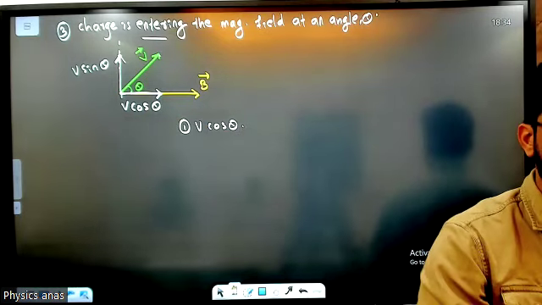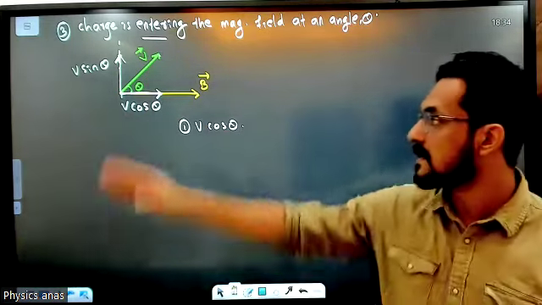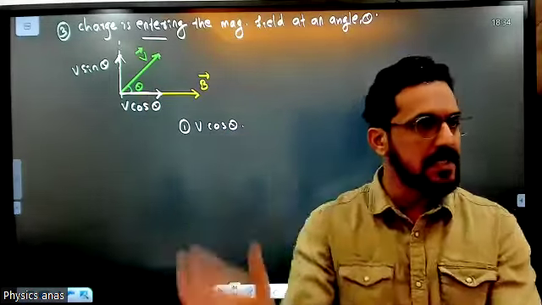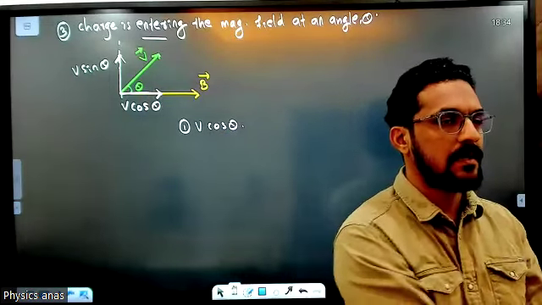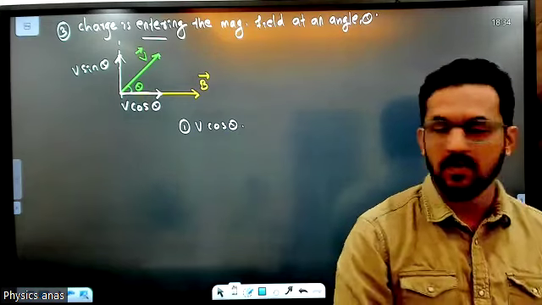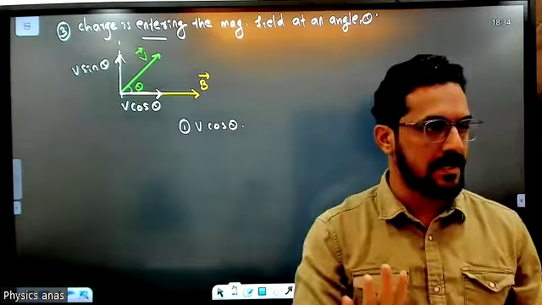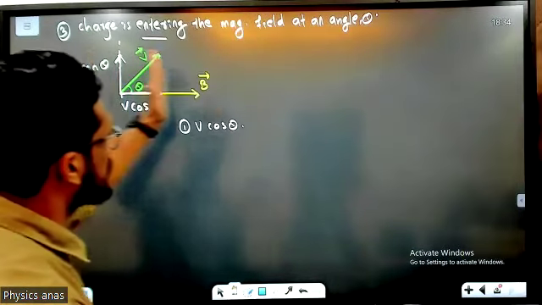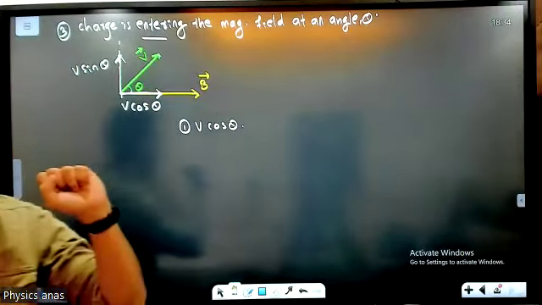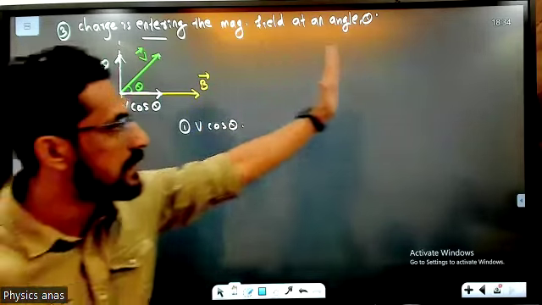Did you understand that? There will be a translational motion because there is a velocity in the direction of displacement. So the charge will have a displacement in the direction of velocity. Did you understand that? The charge will have a displacement in this direction.